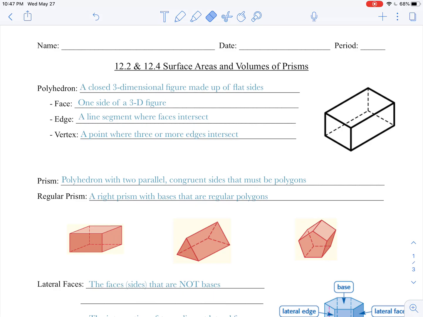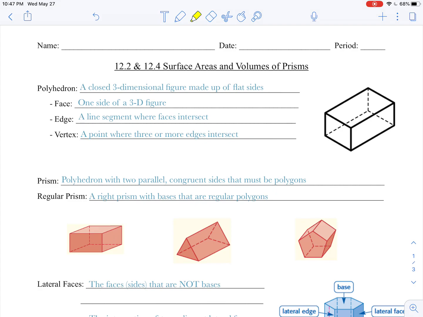When we start talking about three-dimensional shapes, most of what we're going to look at are called polyhedrons. A polyhedron is a closed three-dimensional shape that's made up of all flat sides. So our prisms and pyramids are polyhedrons, but things like cones and spheres are not polyhedrons because they have curved surfaces.